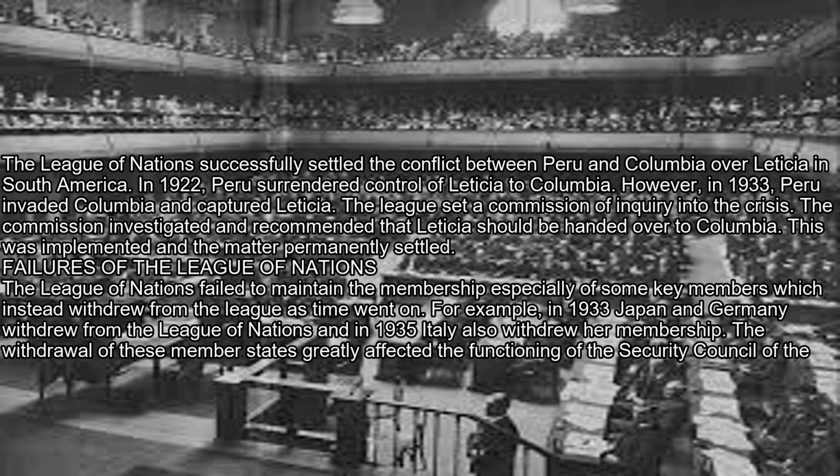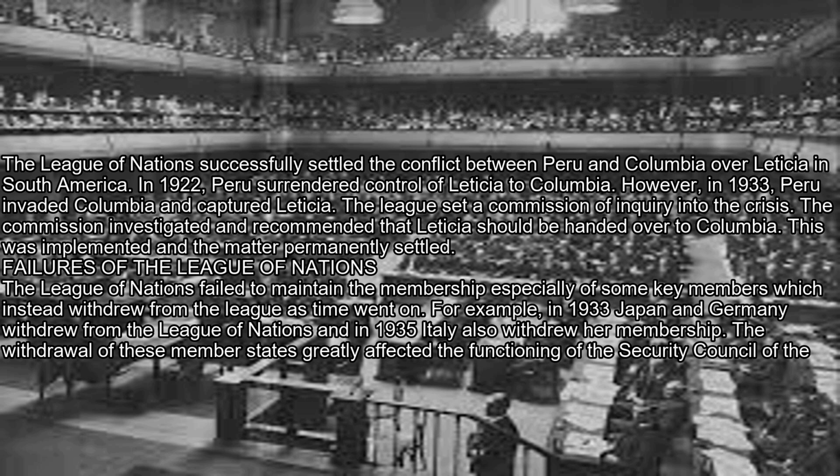The League of Nations successfully settled the conflict between Peru and Colombia over Leticia in South America. In 1922, Peru surrendered control of Leticia to Colombia. However, in 1933, Peru invaded Colombia and captured Leticia. The League set a commission of inquiry into the crisis. The commission investigated and recommended that Leticia should be handed over to Colombia. This was implemented and the matter permanently settled.